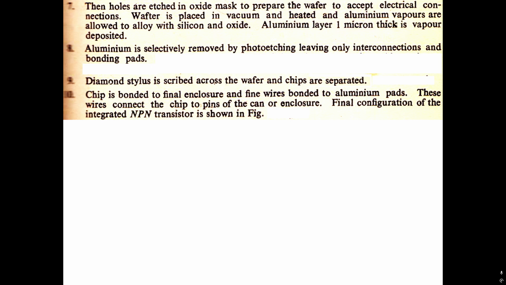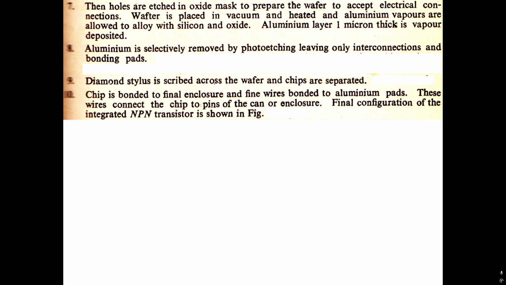The holes are etched in oxide mask to prepare the wafer to accept electrical connections. Wafer is placed in vacuum and heated, and aluminum vapors are allowed to alloy with the silicon and oxide. Aluminum layer 1 micron thick is vapor deposited. Aluminum is selectively removed by photo etching, leaving only interconnections and bonding pads.